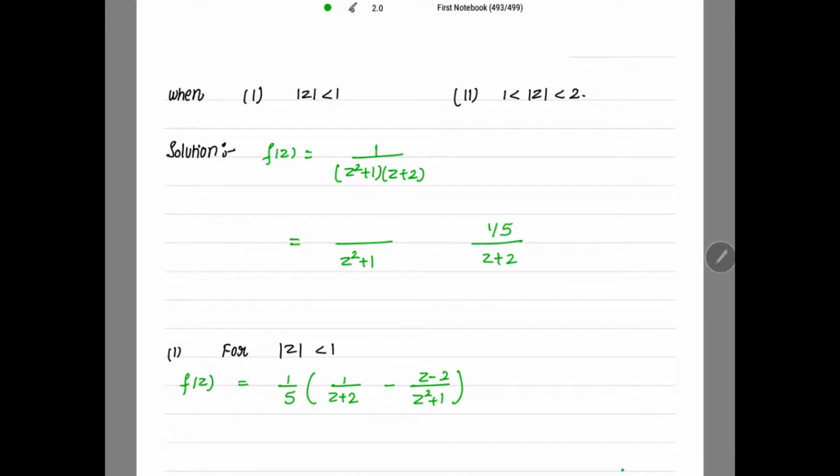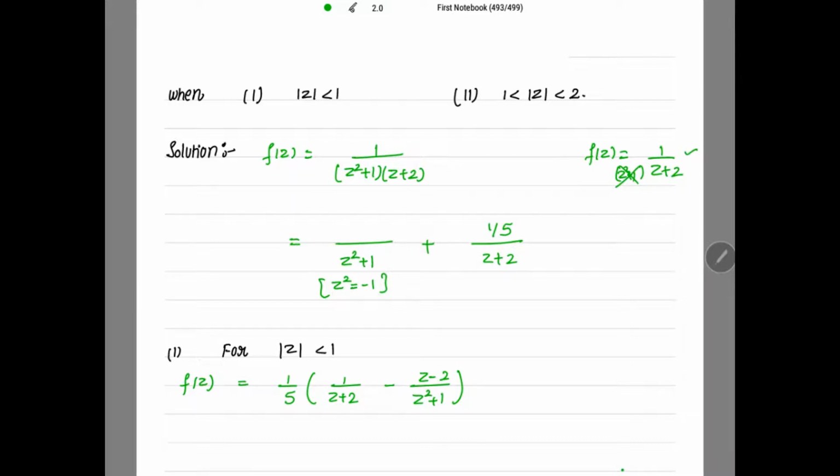Right? Now about this, z square plus 1. Put z square plus 1 equal to 0, you will get z square equal to minus 1. Right? Now where should I put z square equal to minus 1 in f(z)? I am having in f(z) 1 over z plus 2, and I should exclude z square plus 1. I have to put z square equal to minus 1 in this.